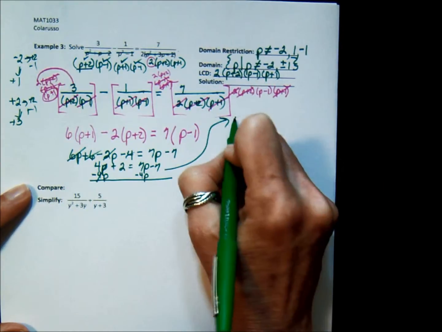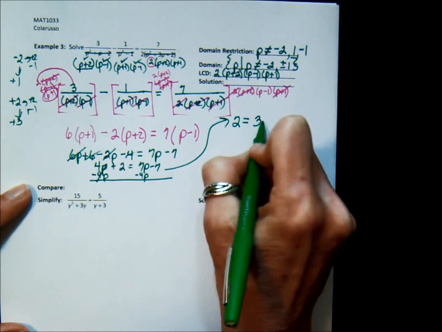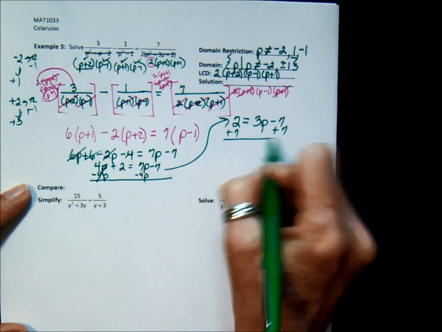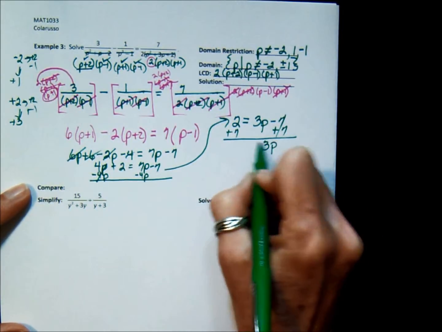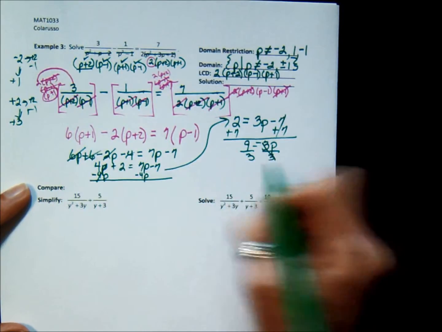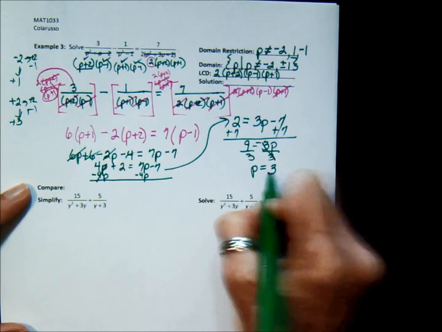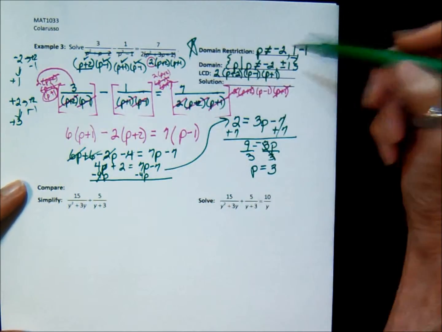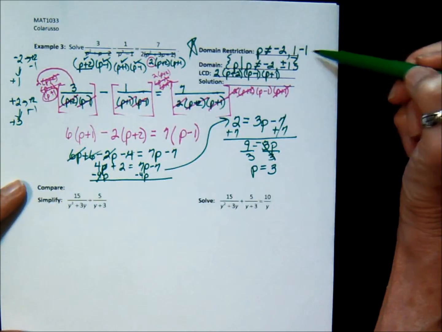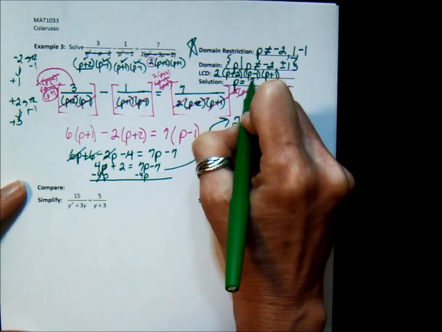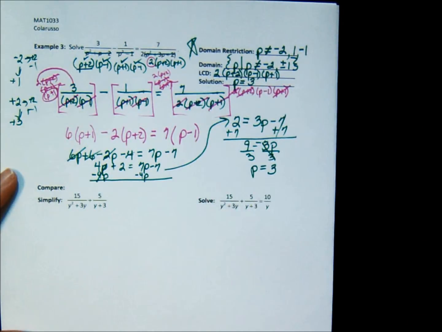So that gives me 2 equals 3p minus 7. We add a 7 to both sides, and we get 3p equals 9. We divide by 3, and we get p equals 3. Maybe. We have to go back to our domain restriction and check. Is it allowed to be 3? Yes, it is. So that is our solution. P equals 3. It actually worked this time.